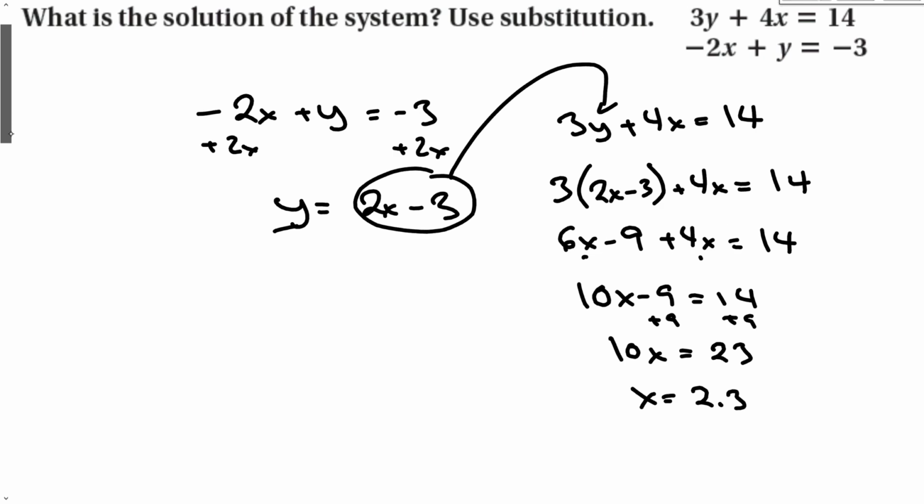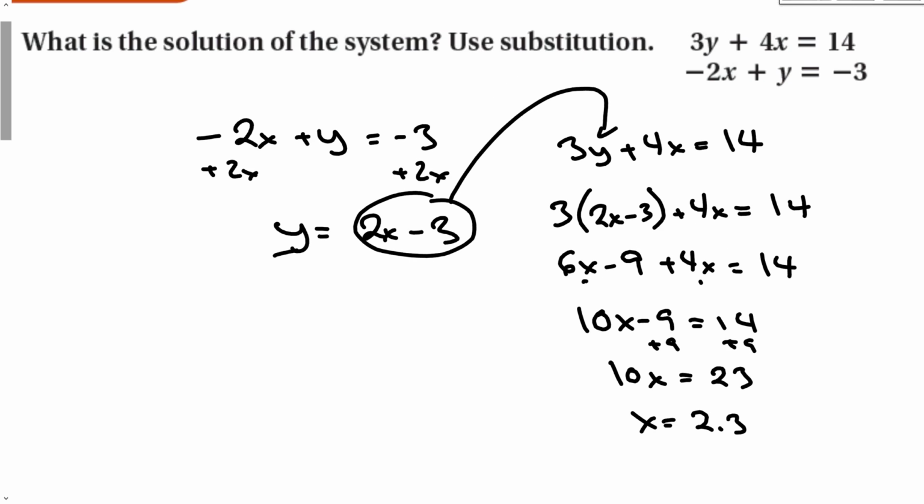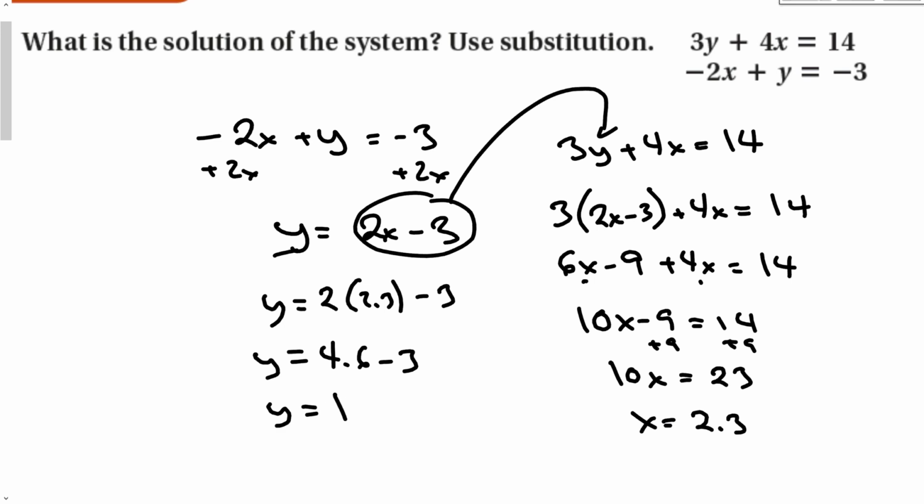Okay. Now, of course, we're not done yet. And I have y is equal to 2x minus 3, just plug in x. So y is going to be equal to 2 times 2.3 minus 3. Remember to multiply first. So 2 times 2.3 gives me 4.6 minus 3. And y is going to equal 1.6.